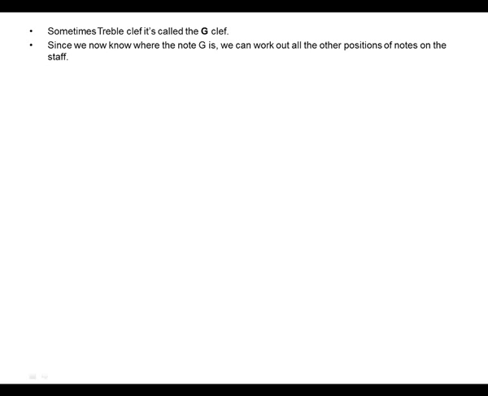Sometimes the treble clef is called the G clef. We call this the G clef. Since we know where the note G is, we can work out all other positions of notes on the staff.